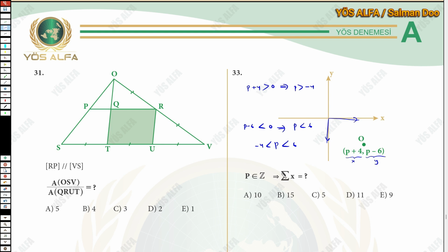So to find out all the possible values of x, we can sum up all the possible values of p. Since it is an integer, it starts from minus 3, minus 2, it keeps going, up until 5. 6 is not included. So starting from minus 3, it's going to cancel out with the positive counterpart. So we're going to start the summation from 4. So we have these two numbers only. So 4 plus 5 is our sigma x, which is 9. So the answer is E.